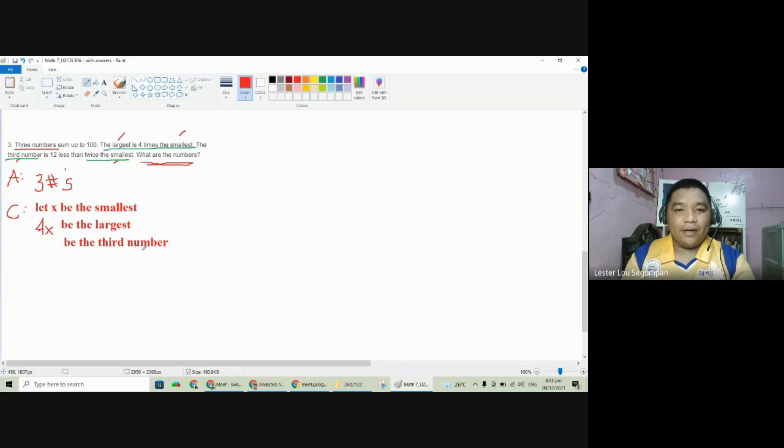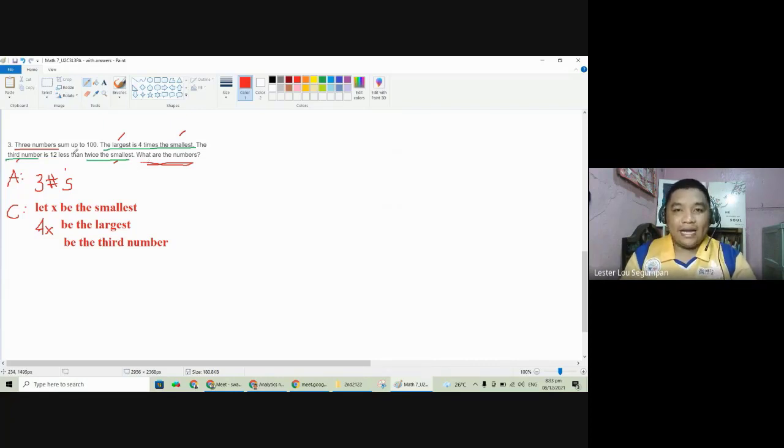For the third number, we have the situation that it's 12 less than twice the smallest. Take note of the play of the keywords and please be guided. Yes, it's correct that when you say twice, it's 2x. That's correct.